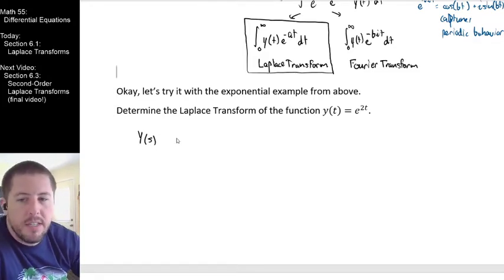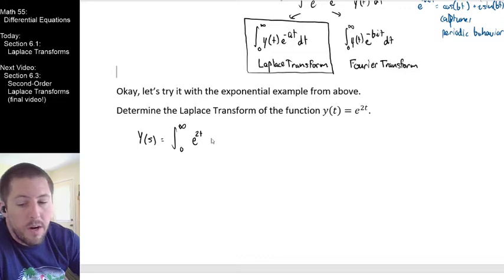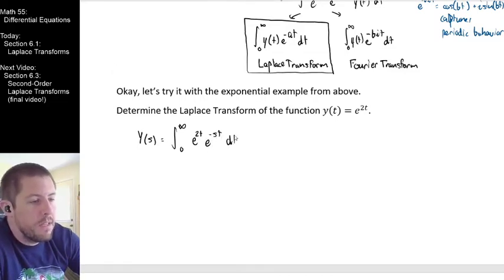For some reason, it's very typical to use the letter s as our parameter right here. So rather than a, I'm going to use s in this example. That's a typical thing to do in association with Laplace transforms. I don't know why that letter became associated with it. But what we're going to do is take our integral from 0 to infinity of e to the 2t, and we want to know how it relates to e to the negative st dt.